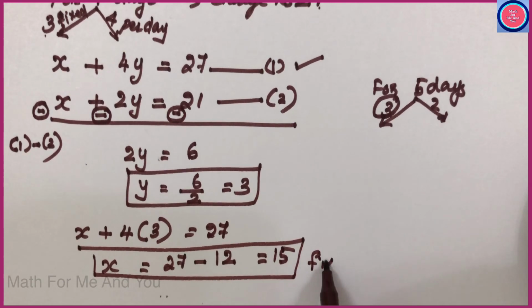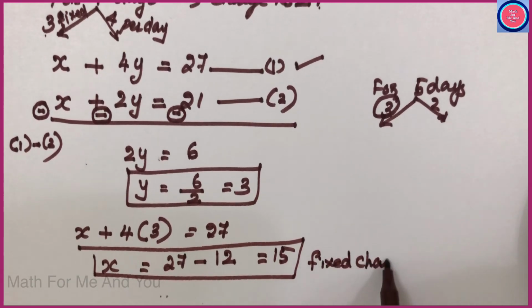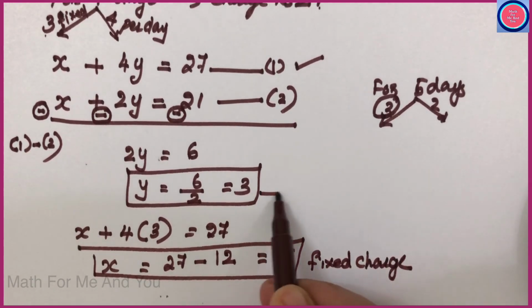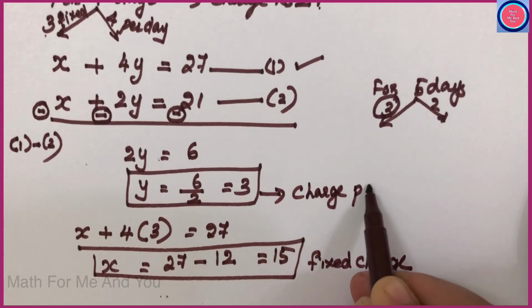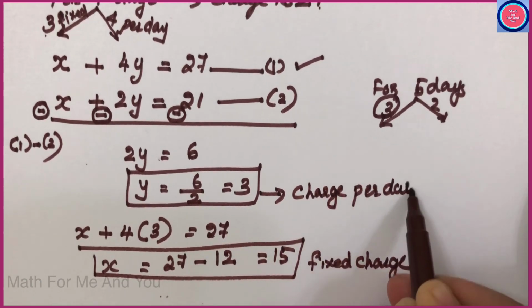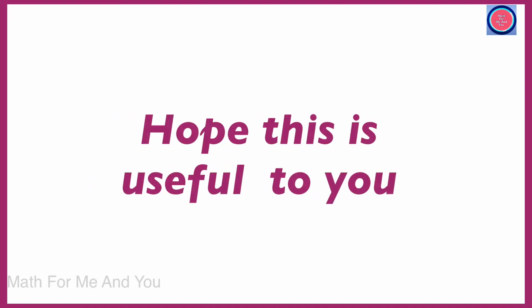But what is x? X we have taken as the fixed charge. And what about y? Y is the charge per day thereafter. So we got the two variables x and y by using elimination. Hope you understand what we have practiced over here.